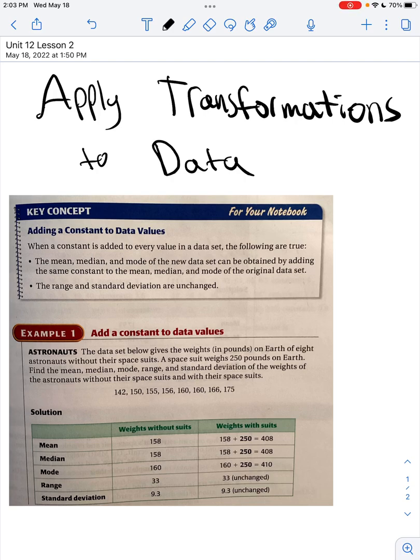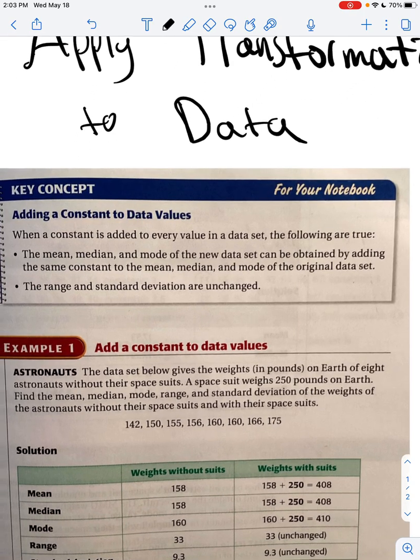Moving on to our second lesson, we are going to look at transforming our data. Again, the ways we can do that are adding, subtracting, multiplying, and, though we don't usually describe it as dividing, multiplying by 1/4 is the same as dividing by 4. So we're going to look at those types of things.